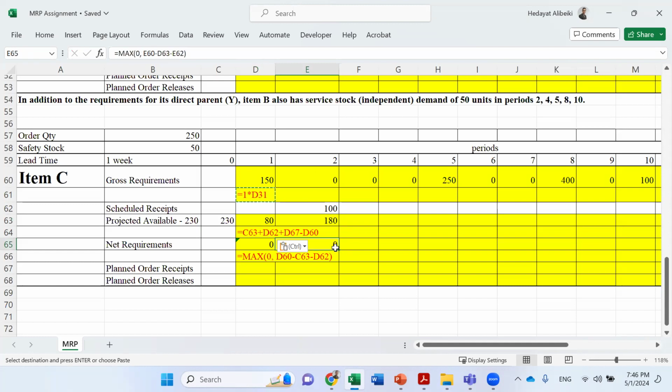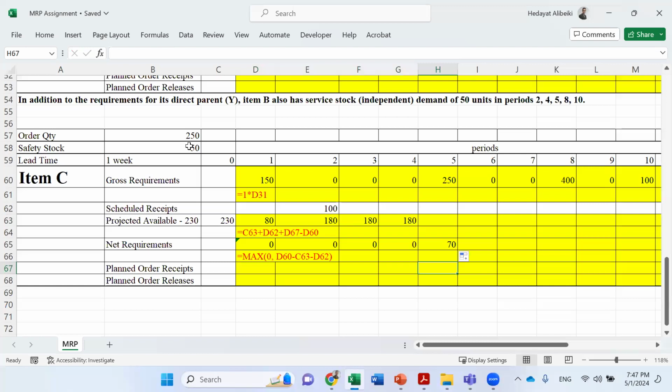If I just drag this all the way to week 4, nothing is going to change. Inventory is going to be carried over through the consumption. In week 5, though, the net requirement is 70. I have 180 and 250 is how much I'm going to take out. I'm short 70. I also need to add safety stock of 50, so 120 is how much I'm short.